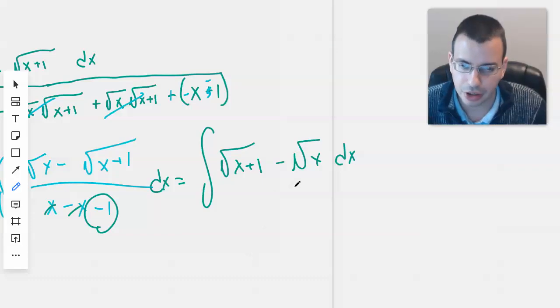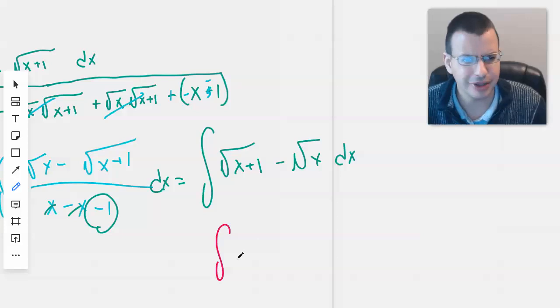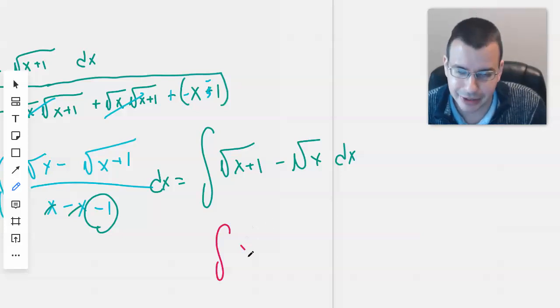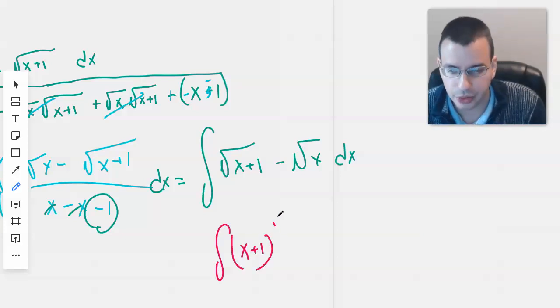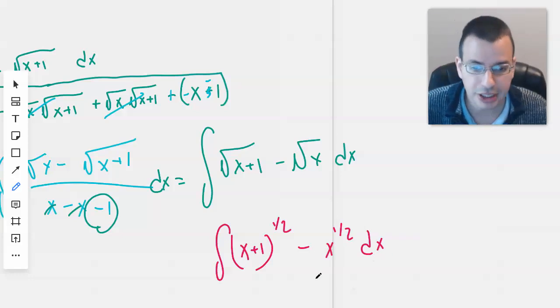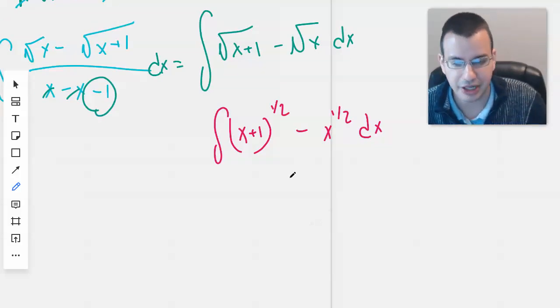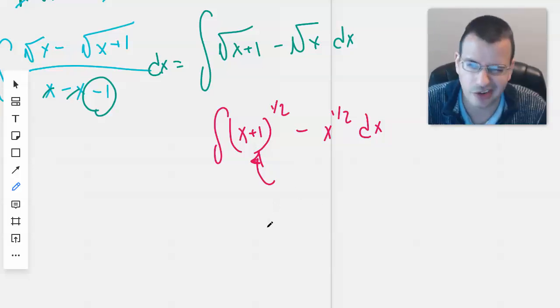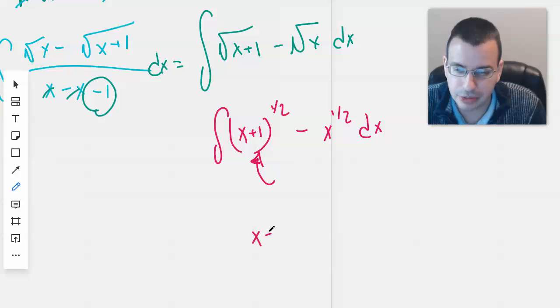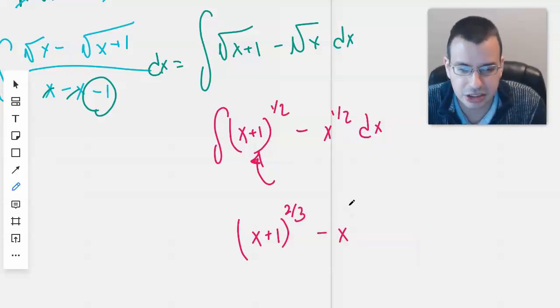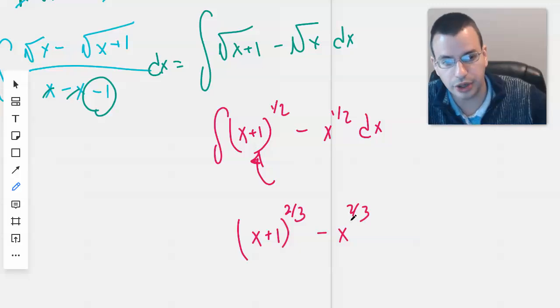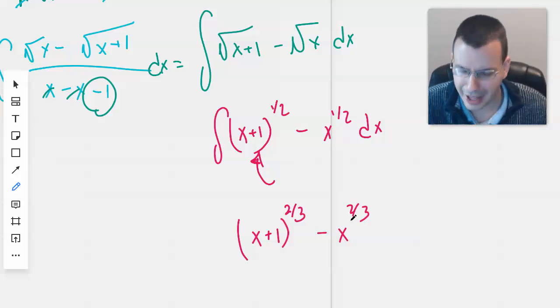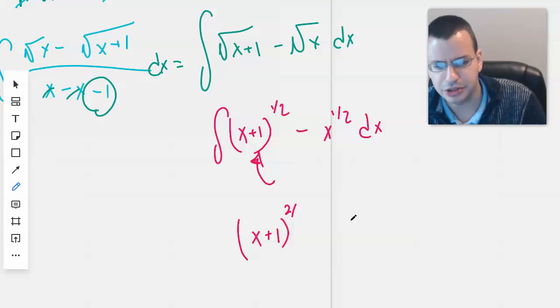Okay, so we're going to rewrite this again: x plus 1 to the 1/2 minus x to the 1/2 dx. Now we're just left with a power rule. Actually, you kind of have to do a substitution with this one, but don't worry, it's fine. So then we have x plus 1 to the 2/3 minus x to the 2/3, because 1/2 plus 1 is 1.5. Not 2/3 at all. It's 3/2.